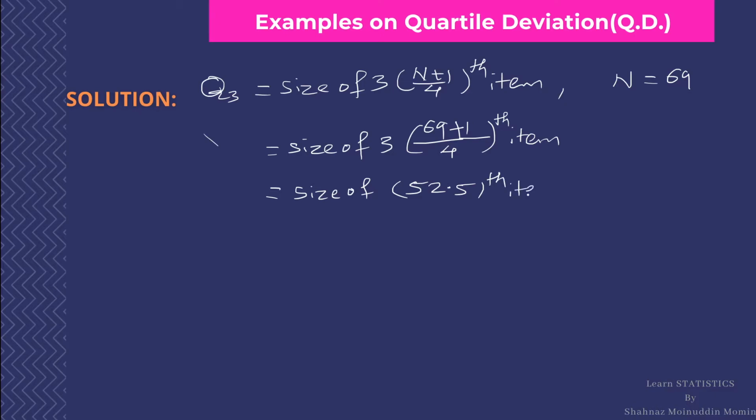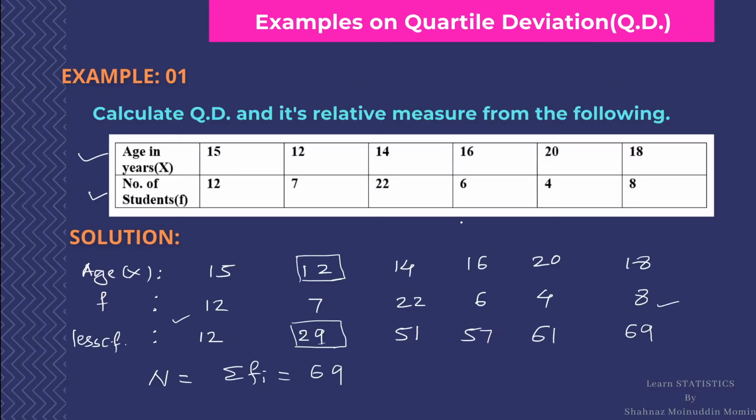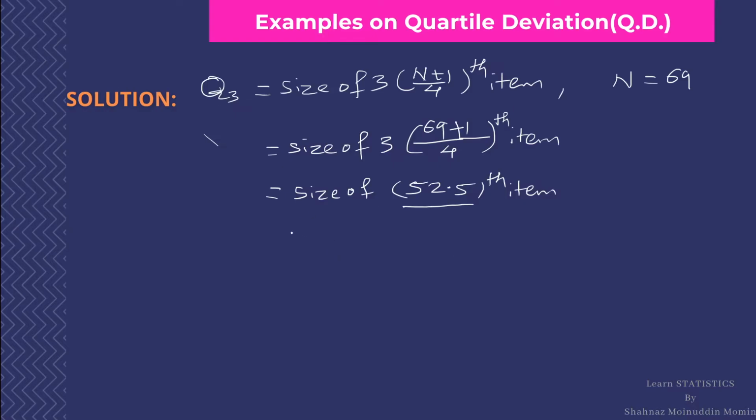Now search for a less than cumulative frequency which is just greater than 52.5. By observing the table of less than cumulative frequency, 57 is the number which is just greater than 52.5, and its corresponding value of age is 16. So the third quartile is 16. Q3 is equal to 16.